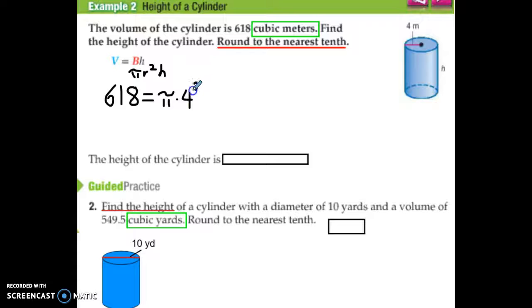4 times my height, I don't know. Okay. Well, this is an equation. How do I solve an equation? I work backwards. I do the inverse.